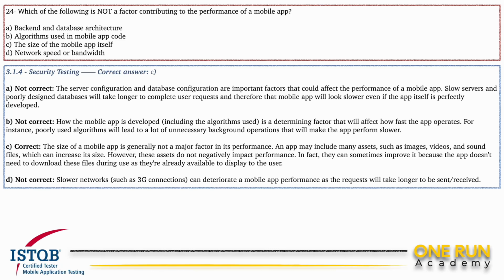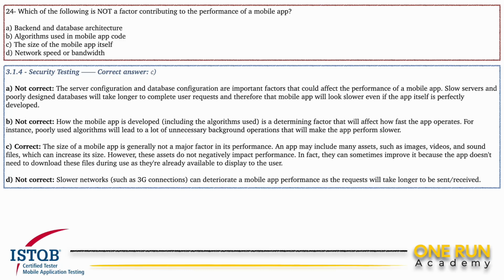Next, option C. We can see that this factor is the least related to the performance when it comes to a mobile app. The size of the app, which might include many assets like images, videos, or sound files, doesn't directly impact its operational performance. These assets are usually static and don't contribute to the speed or efficiency of the app's functionality. In some cases, having these assets already included can even reduce the need for downloading them during usage, potentially improving performance. So, I think option C is a great candidate to be the correct answer to this question. However, let's move on and see what the last option is all about.